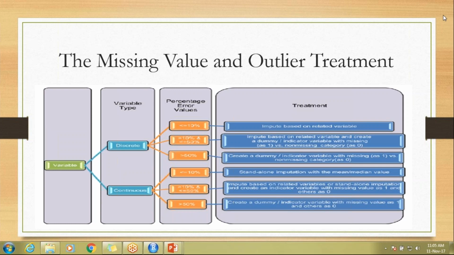So in most cases we impute on the basis of related variables that we have. And again, if I have a missing value, I treat it as 1, otherwise 0. So I'm making a categorical indicator for the missing values. I'm making a flag for it.